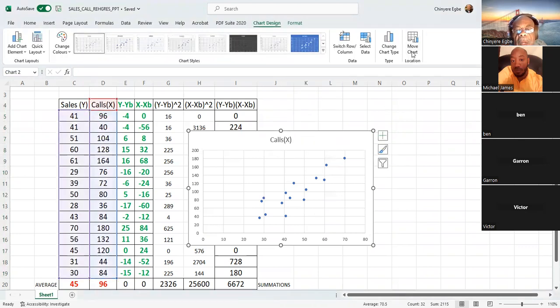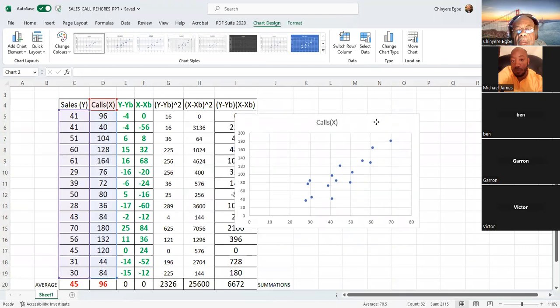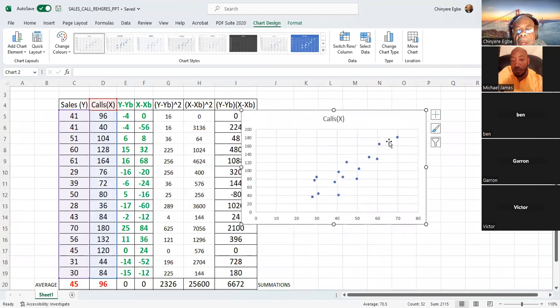I'm going to move the chart. Before I move it, you can see the tendency. So what would you say is the relationship between calls and sales value? Is it positive or is it negative? Positive. So that means the more calls you make, the more sales you make. Is that correct?